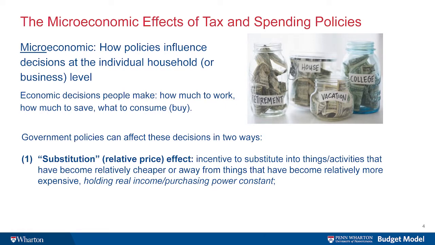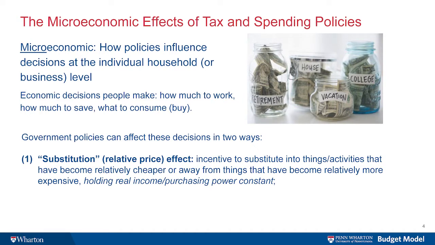It's that when we change a tax or spending policy, we tend to affect relative prices. So if we raise a tax on a particular good, we make that good relatively more expensive than it used to be compared to other goods. If we subsidize a product, if we subsidize an activity, for example, we tend to incentivize people into doing more of that thing that government is subsidizing and less of other things that they could have done. So there's a substitution toward things that have become relatively cheaper and away from things that have become relatively more expensive.